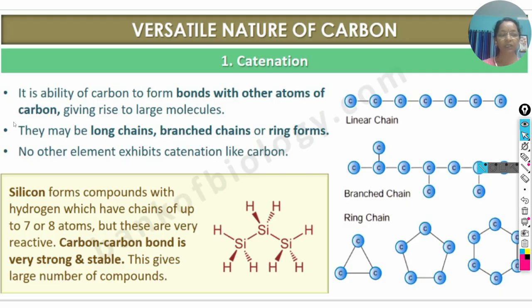Another element is silicon, which can form compounds with hydrogen having up to 7 to 8 atoms. Sulfur also forms some, with 8 sulfur atoms joined to form a ring-like chain. But no other atoms are capable of catenation like carbon: long chain, branched chain, closed chain. All these are not possible for other elements. That is the peculiar nature of the carbon atom due to its small size.